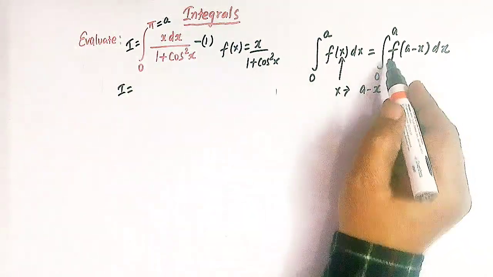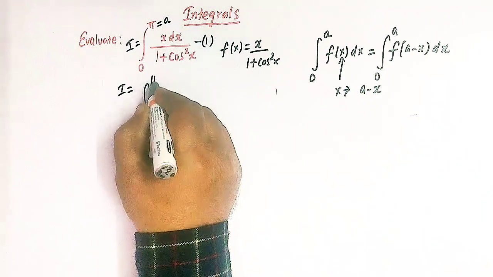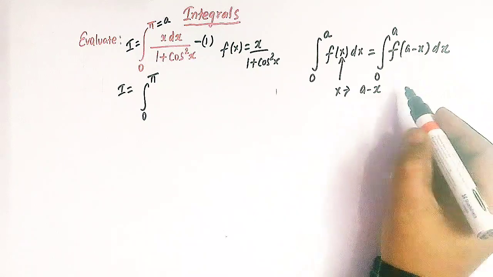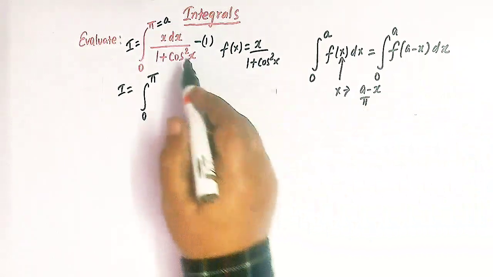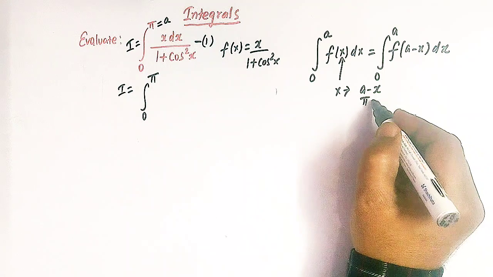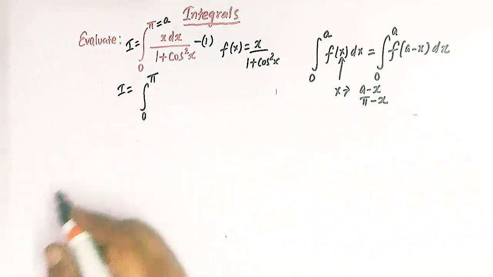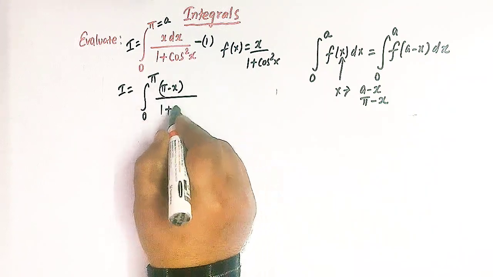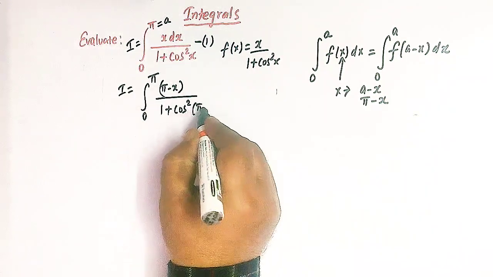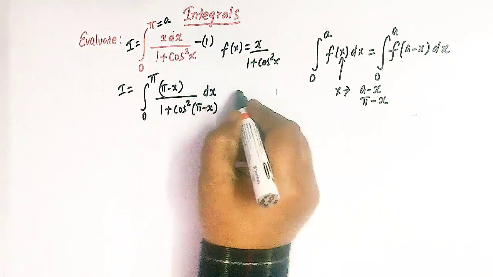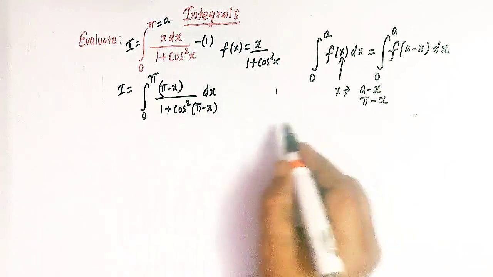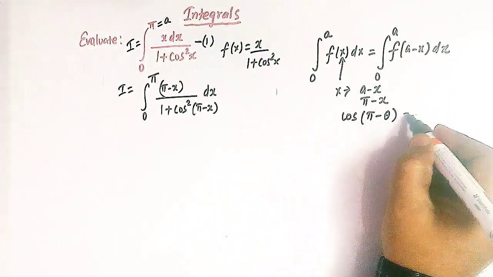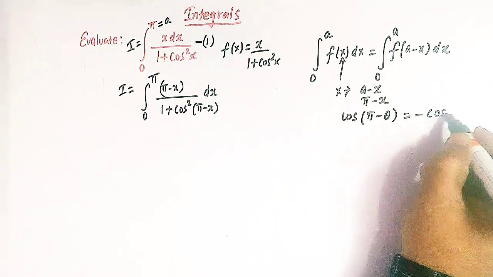And applying this property, we can now write 0 to pi, and here we replace x by a minus x. So it means we have to replace x by pi minus x in the second step. So we have pi minus x, and here we have 1 plus cos square of pi minus x, and this is dx. And now using some trigonometry, we know that cos of pi minus theta is given by minus cosine theta.